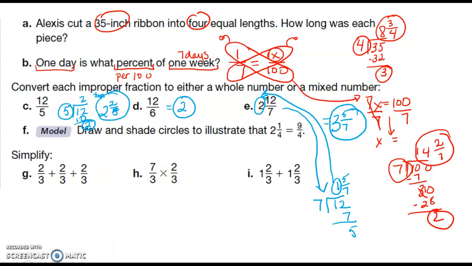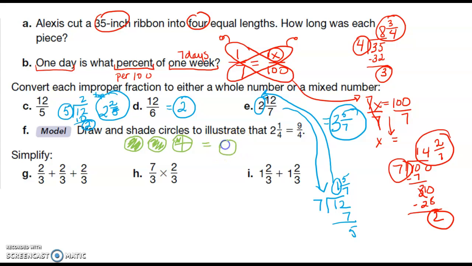Okay, let me change colors. F says, draw and shade circles to illustrate 2 1/4 is equal to 9/4. So let's see, if I'm going to illustrate 2 1/4, I know this goes here and this, that's 1, 2, and then 1/4. And we want to see if it equals 9/4.